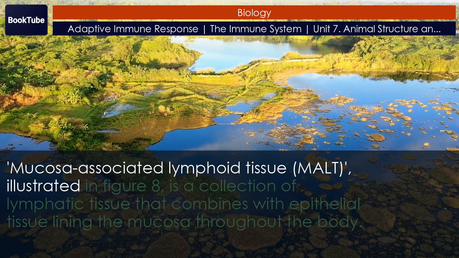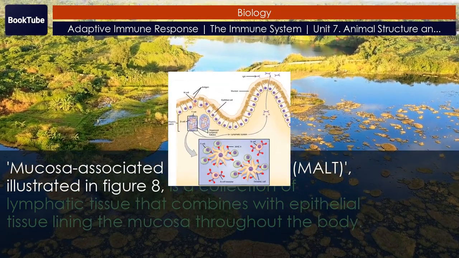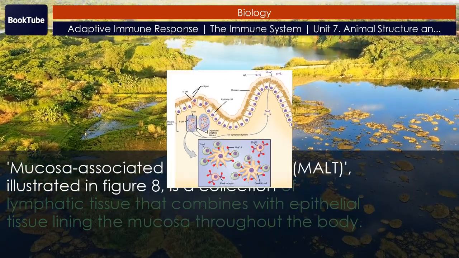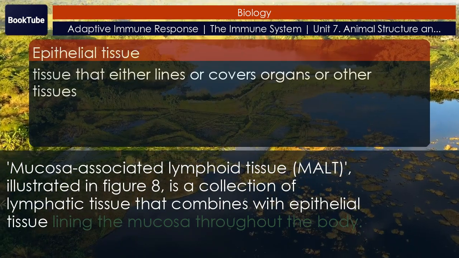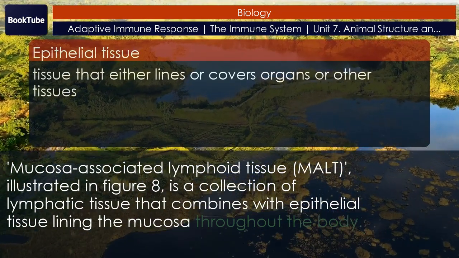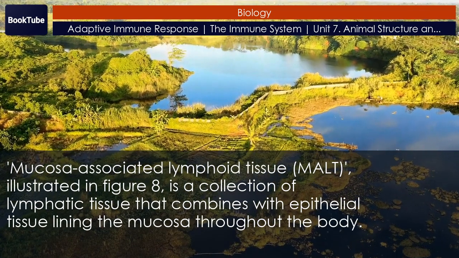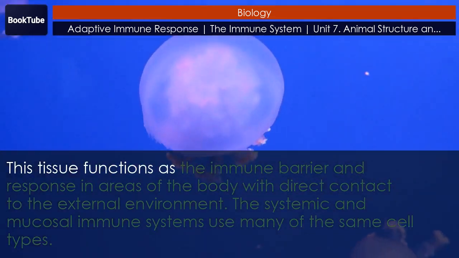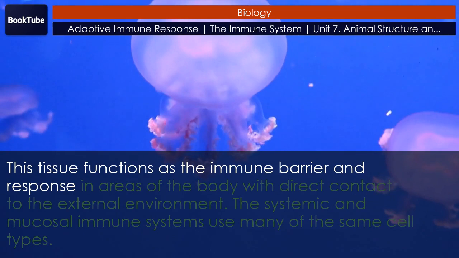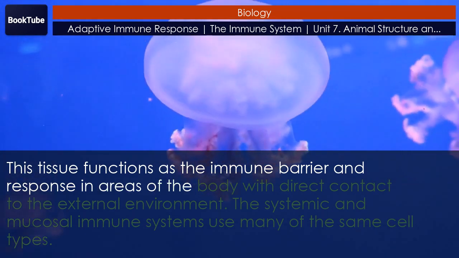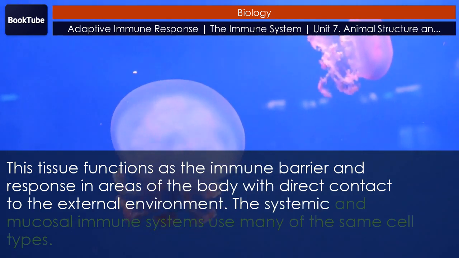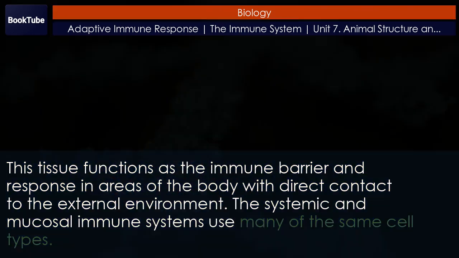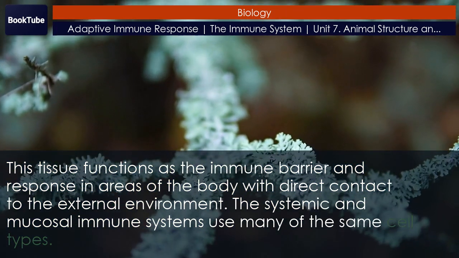Mucosa-associated lymphoid tissue, MALT, illustrated in Figure 8, is a collection of lymphatic tissue that combines with epithelial tissue lining the mucosa. Throughout the body, this tissue functions as the immune barrier and response in areas of the body with direct contact to the external environment. The systemic and mucosal immune systems use many of the same cell types.